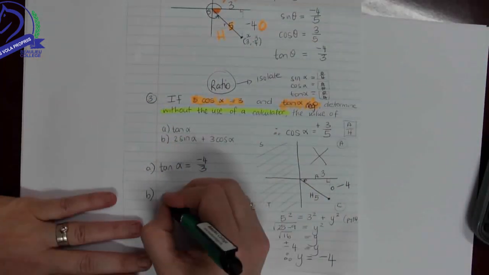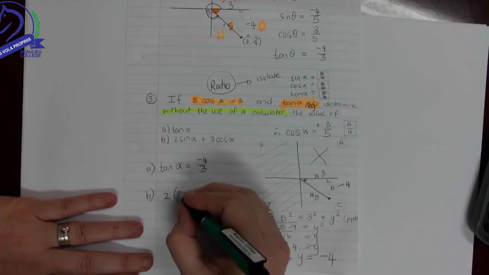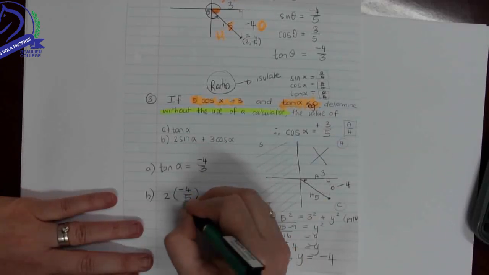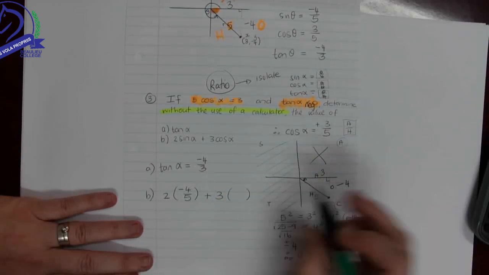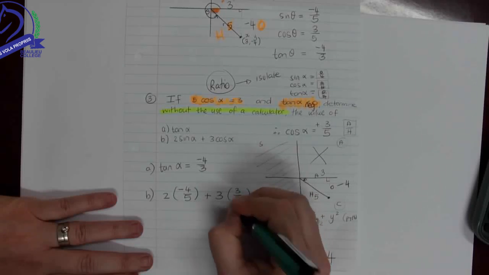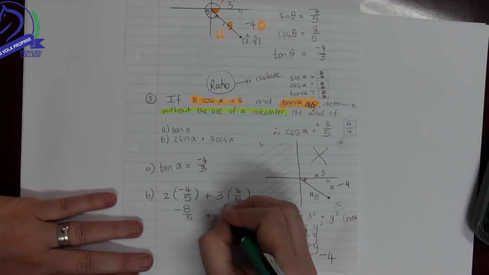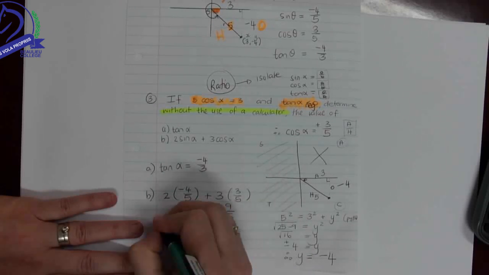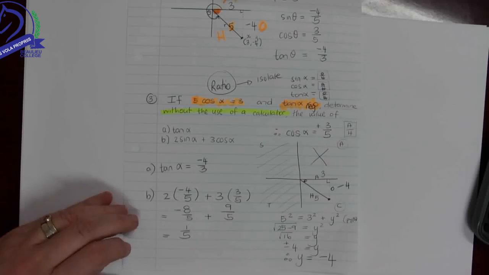2 sine theta, so 2 times O over H, minus 4 over 5, plus 3 times cos A over H, that's 3 over 5, is negative 8 over 5 plus 9 over 5. That's going to give me an answer of a fifth.